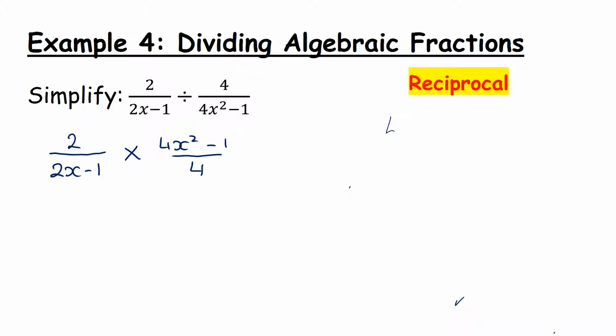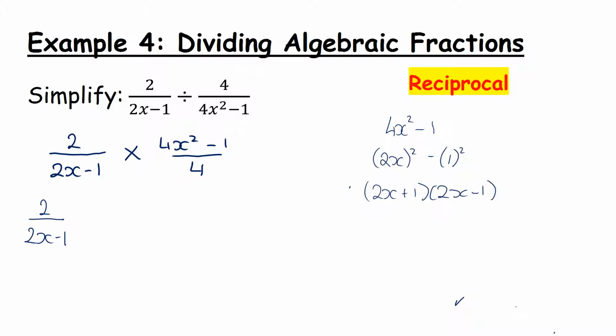So we have a 4x squared minus 1. You should be able to see that factorization here is the difference of two squares. So it's going to be 2x squared minus 1 squared, which gives me 2x plus 1, 2x minus 1. Okay, so let's put those back together. So we'll have 2 over 2x minus 1 multiplied by 2x plus 1, 2x minus 1. And to help us, we can even factorize the 4, which is 2 by 2.